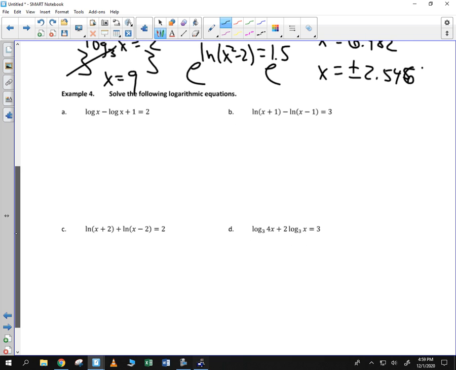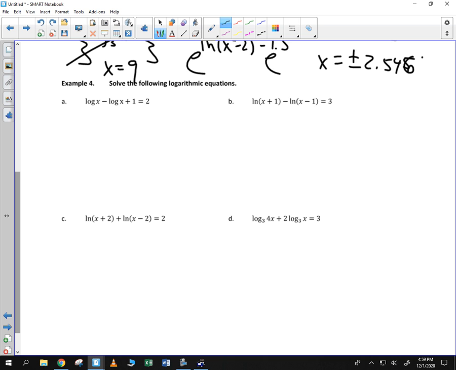All right. Now, suppose we have a logarithmic equation. This should read like this. Notice that we have multiple logarithms. I would like to write them first as a single logarithm. So I could write this as the log of x over x plus 1 is equal to 2.